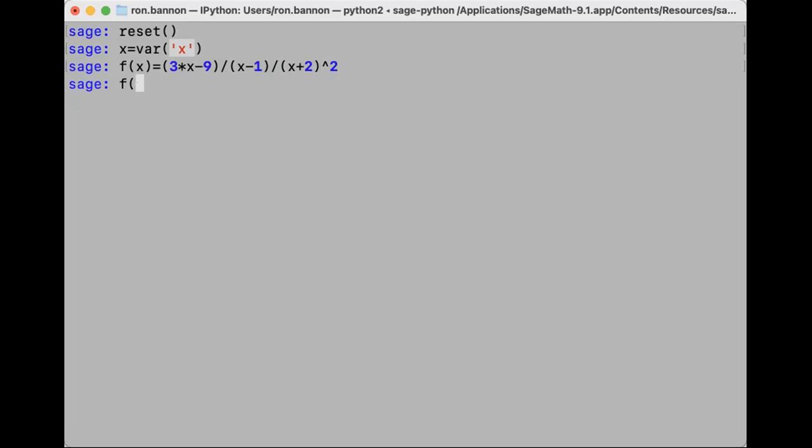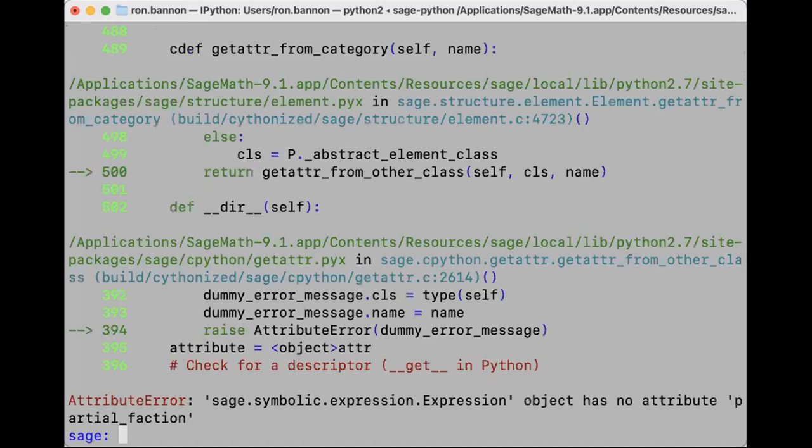F of x, and dot partial fraction, right? And again, I'm just learning a little bit about coding when I'm doing this. This is typical. The more you code, though, the more likely that this will become very simple for you to do. And I think I made a mistake here. Let's take a look. See what I did. Partial, P-I-R-T-I-A-L. Oh, I spelled fraction wrong. There you go.